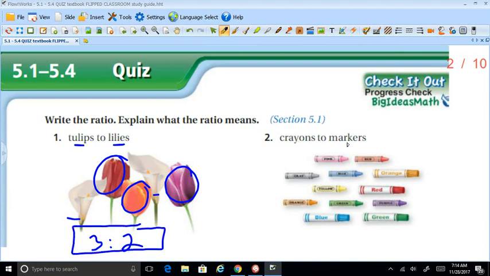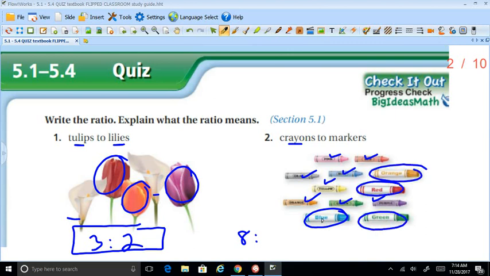Number 2, crayons to markers. Well, I need to find the crayons first. 1, 2, 3, 4, 5, 6, 7, 8. 8 crayons to 1, 2, 3, 4, 4 markers. So 8 to 4 ratio, and I'm going to simplify that down. They each have a common factor of 4, so I get a 2 to 1 final ratio. Crayons to markers is a 2 to 1 ratio.